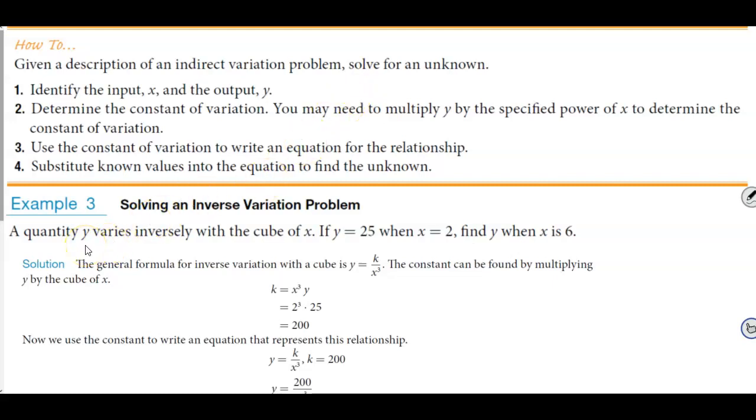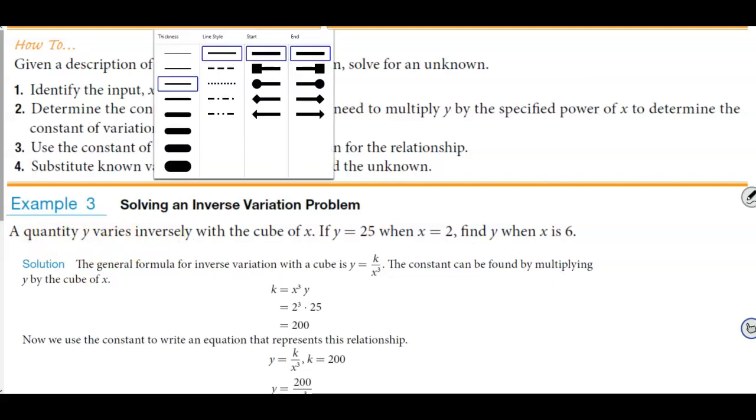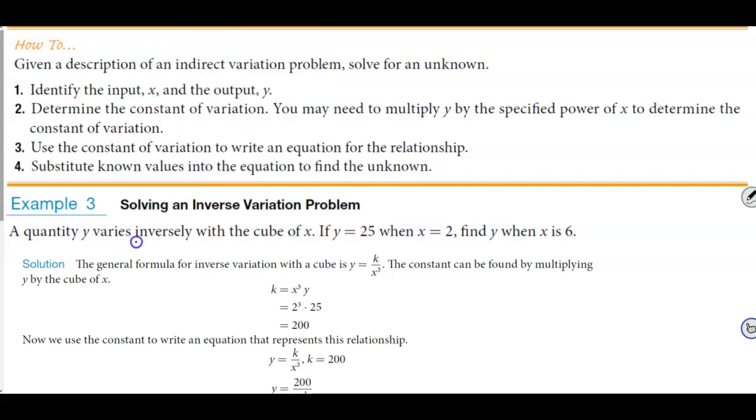So for example 3, a quantity y varies inversely. Now once we see that word inversely, then we know that we need to use the formula for the inverse variation. And it says inversely with the cube of x. Now we're given the fact that y is equal to 25 when x is equal to 2, and then we're going to find y when x is 6.